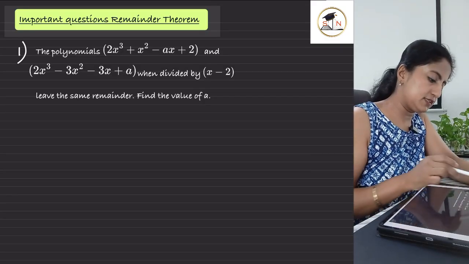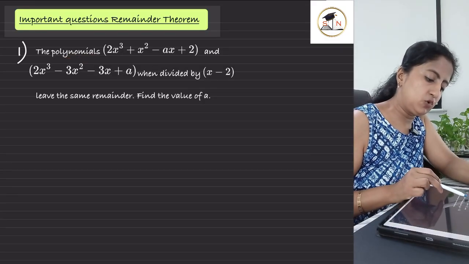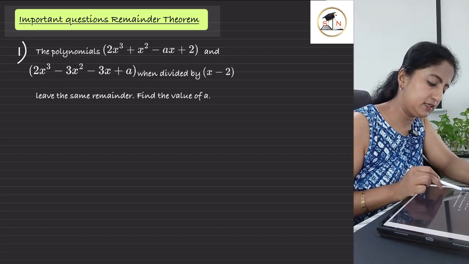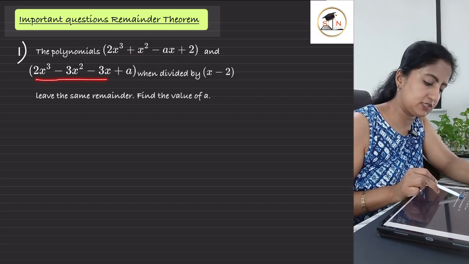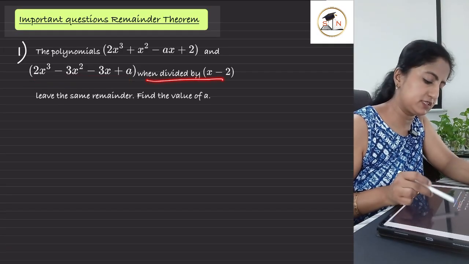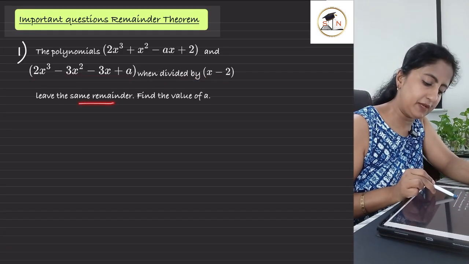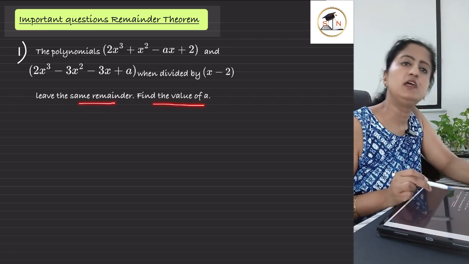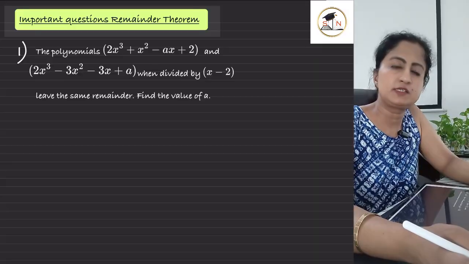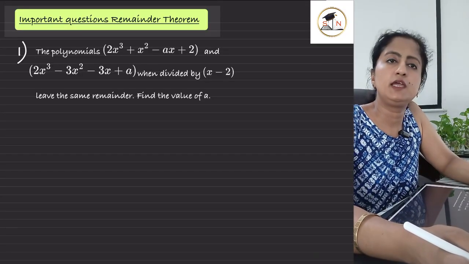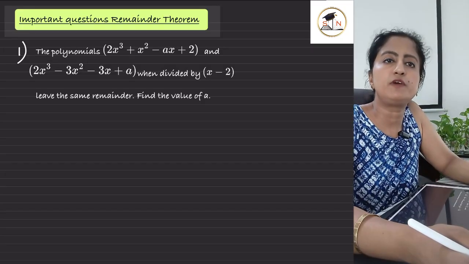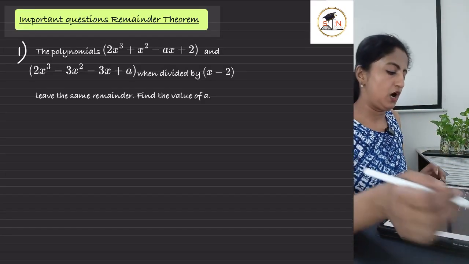So the first question is: the polynomials 2x cubed plus x square minus ax plus 2 and 2x cubed minus 3x square minus 3x plus a, when divided by x minus 2, leave the same remainder. Find the value of a. Now, what are we given over here? We are given that there are two polynomials and they both are being divided by x minus 2, which are leaving the same remainder. So, we are supposed to find the value of a. Now, how do we do this?